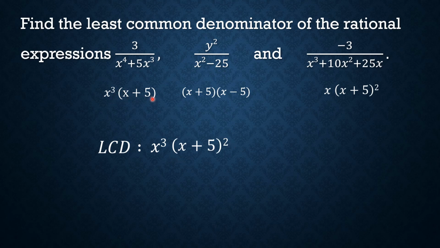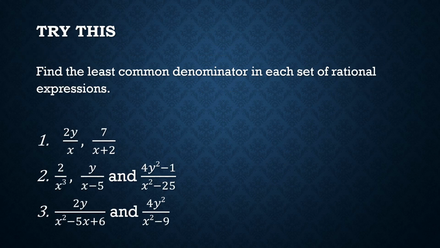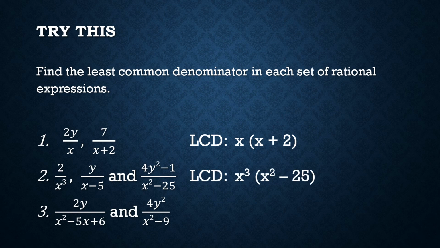And last, we have x minus 5. Wala nang iba. So kunin pa rin natin to as part of our LCD. That is x minus 5. Therefore, our LCD for these three rational expressions is this. You can try these examples on your own and see kung tama yung magiging sagot mo. So for number 1, we have this as our LCD. For number 2, and for number 3.